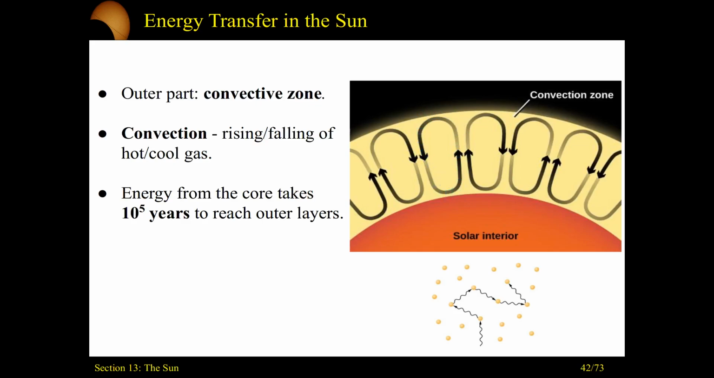So altogether, a photon that's produced deep down in the core of the sun from that proton-proton chain, the energy release in that event, will take 10 to the fifth, about 100,000 years to reach the outer layers of the sun. The light that we see today, that energy, was produced almost 100,000 years ago.